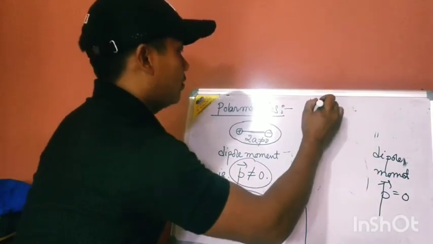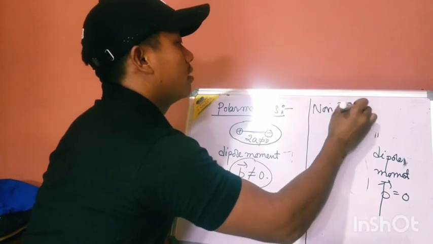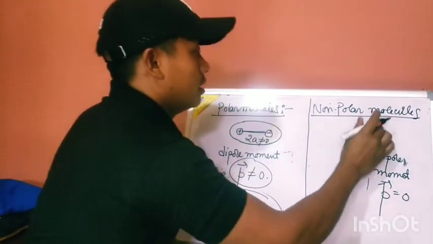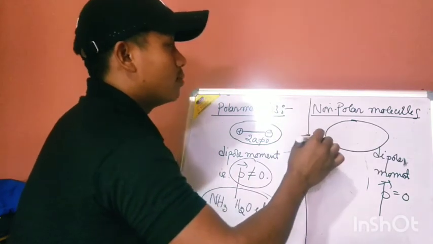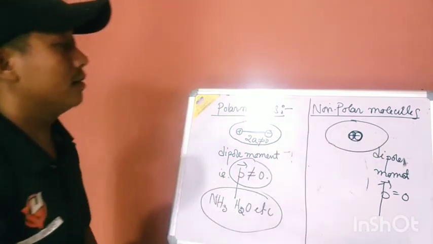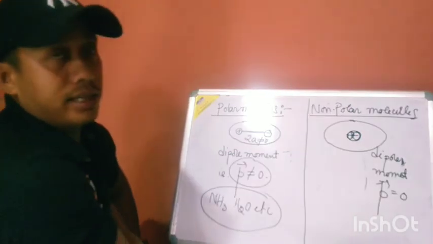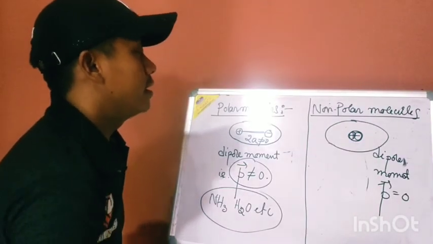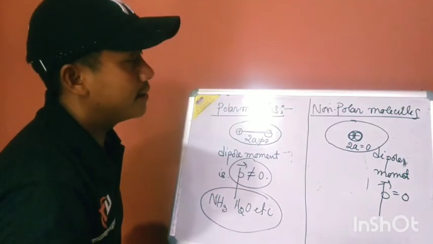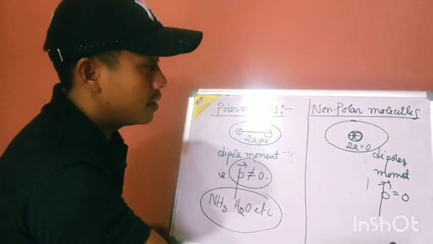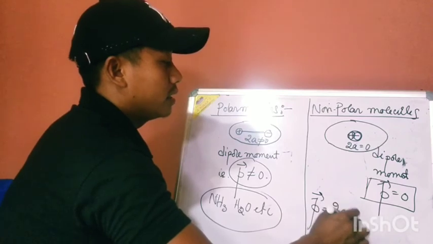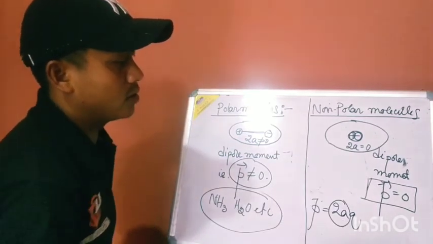But in case of non-polar molecules, what happens is, in one molecule of the non-polar substance, the center of the positive charge as well as the center of the negative charge lie in the same position. Then dipole length 2a will be 0. If they are at the same position, the distance between the positive and negative charges will be 0. Then by the definition of dipole moment, 2a times q, obviously if 2a is 0, then P should be 0.